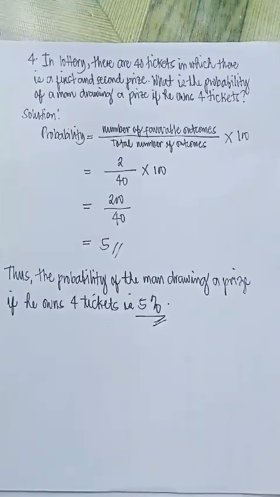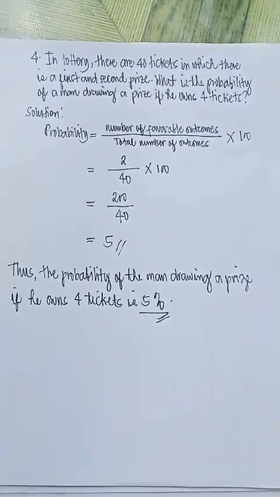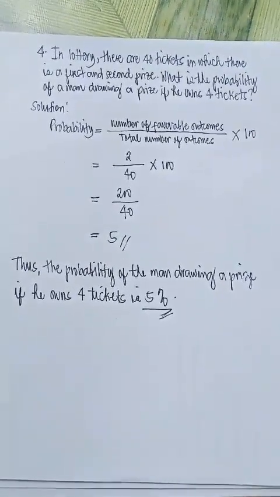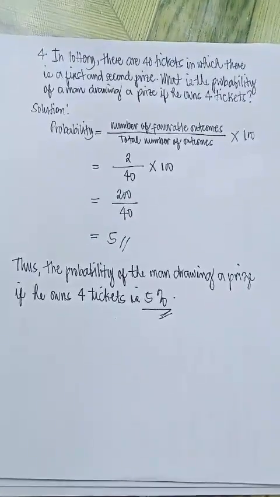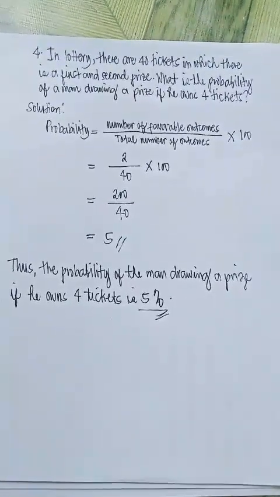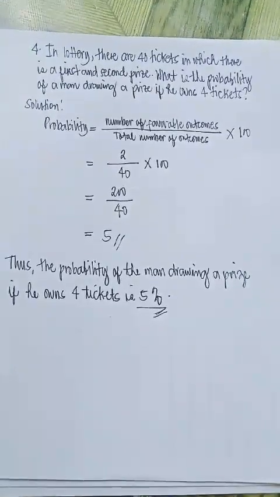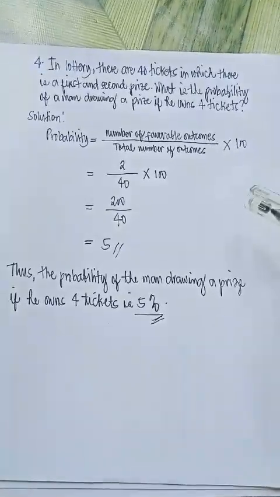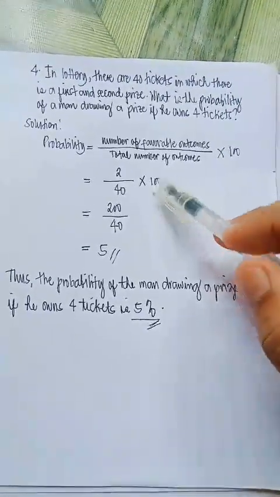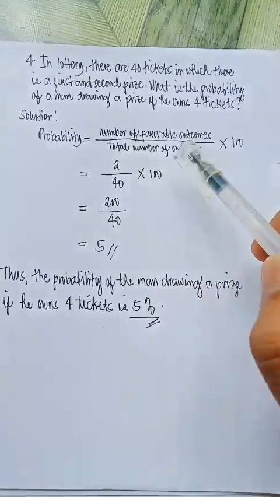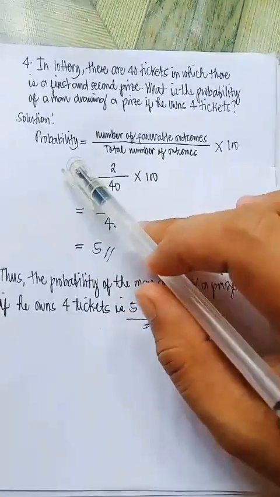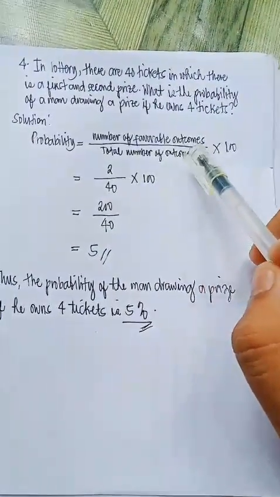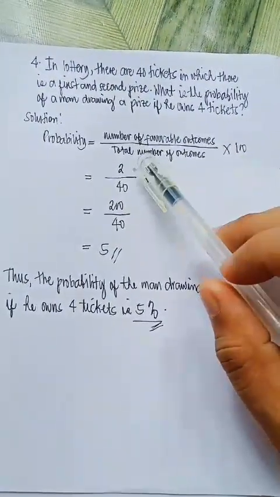Problem number 4. In a lottery, there are 40 tickets in which there is a first and second prize. What is the probability of a man drawing a prize if he owns 4 tickets? My solution goes like this. In this kind of problem, we're going to use this formula. Probability equals the number of favorable outcomes times 100 over the total number of outcomes.